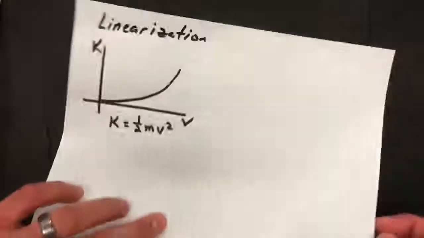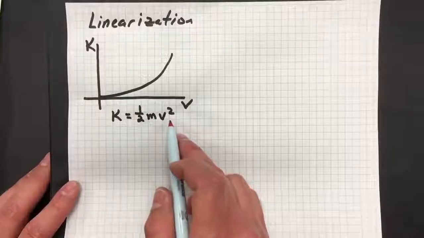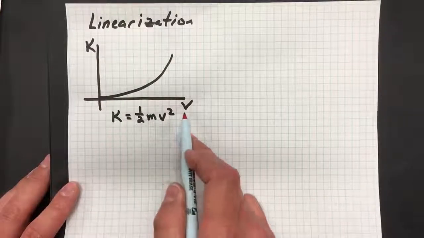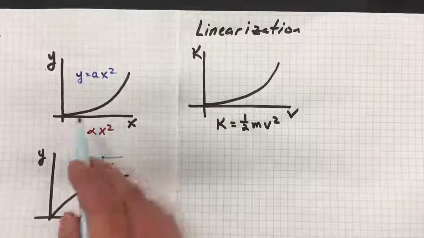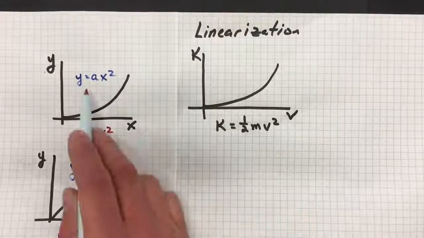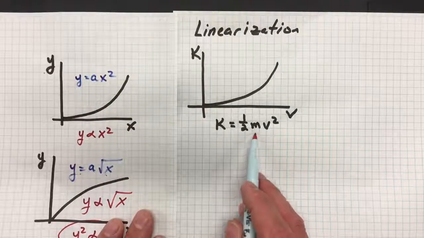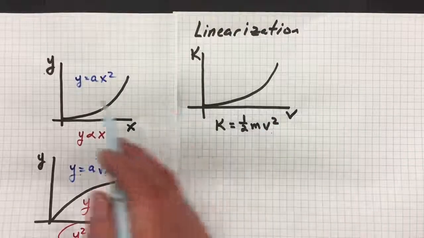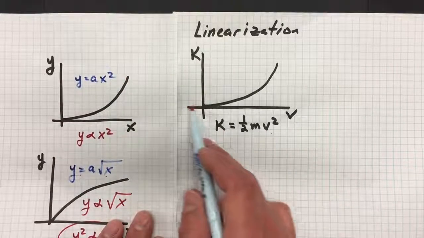So if we look at an equation that we should be somewhat familiar with, that kinetic energy is equal to 1/2 mv squared. So if we plotted kinetic energy and velocity onto our x and y axes, if we compare it to this, you can see here that y would correspond with k, a would correspond with 1/2 the mass, and then v would correspond with x. So if we graph y and x, we get a curve. If we graph k and v, we get a curve.